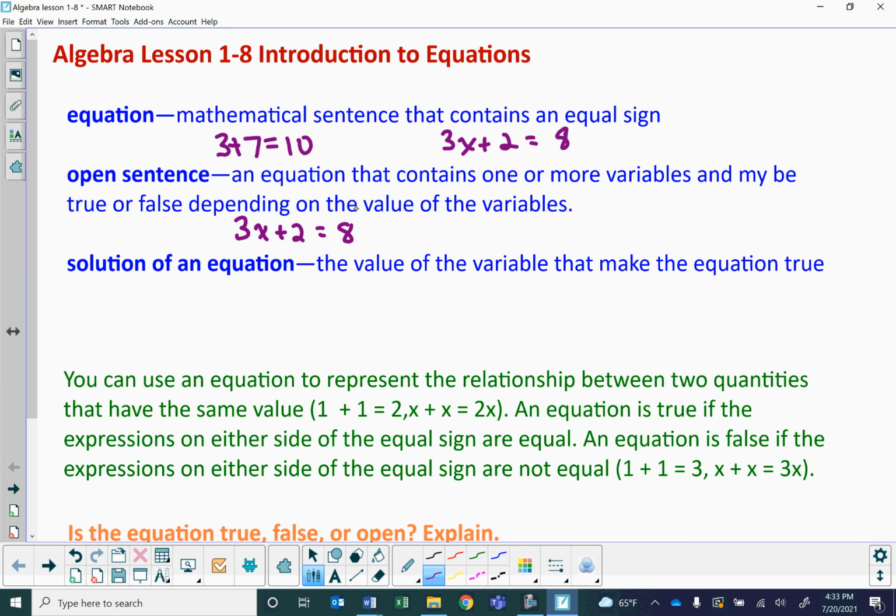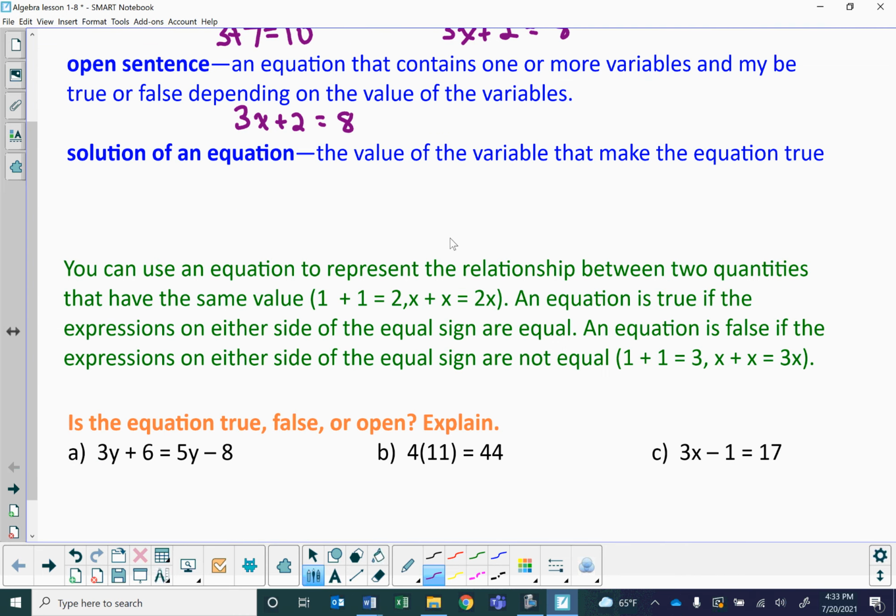Now you can use an equation to represent the relationship between two quantities that have the same value. 1 plus 1 equals 2, x plus x equals 2x. An equation is true if the expressions on either side of the equal sign are equal. An equation is false if the expressions on either side of the equal sign are not equal. For example, 1 plus 1 is equal to 3 is not a true equation, or x plus x is equal to 3x is also a false equation.